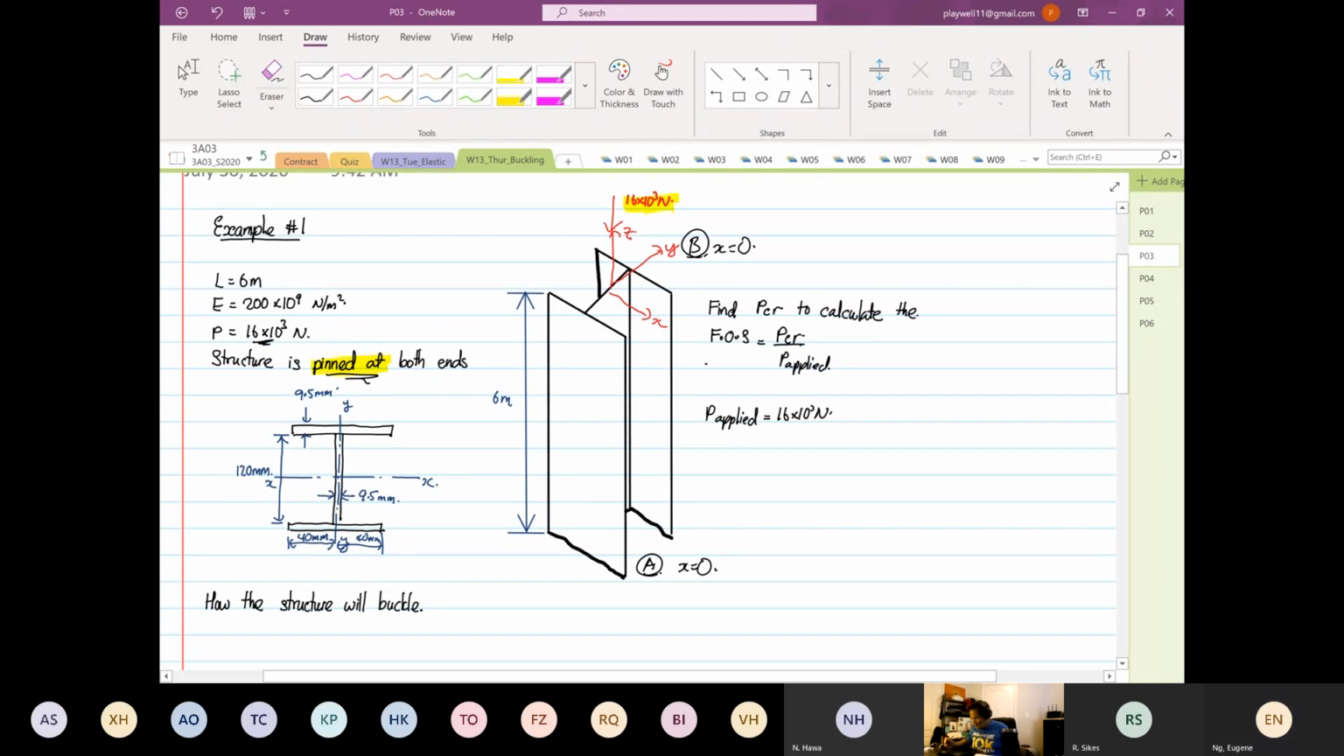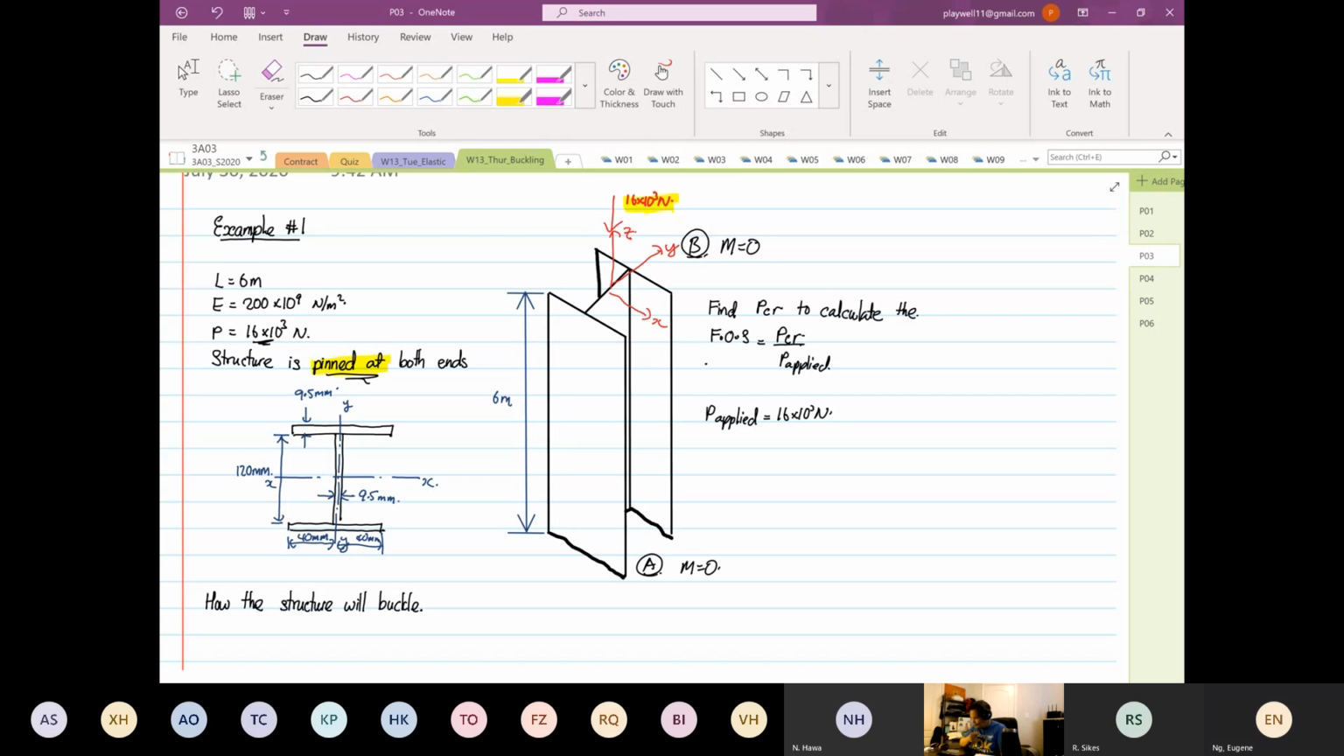Sorry, it's not the x motion. What I mean is the moment is equal to 0 when it's pinned. So when we know that it's pinned, the moment is always equal to 0. So now the thing is this: how will the structure buckle?